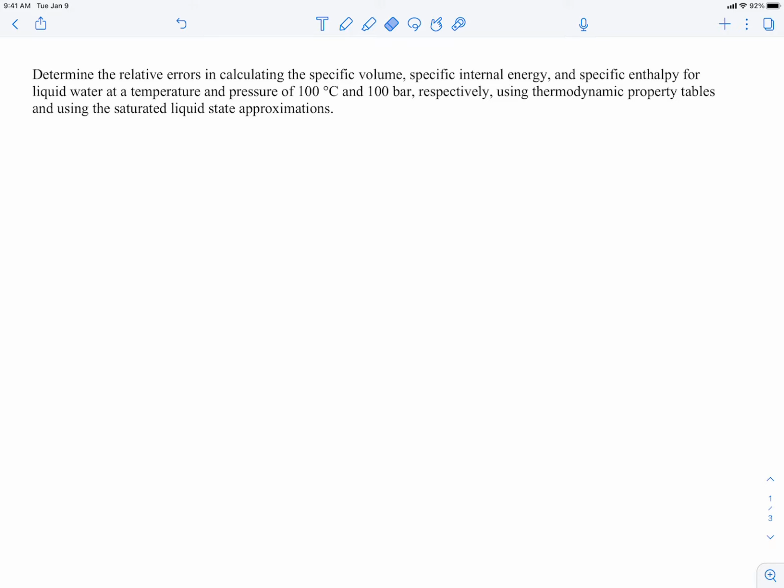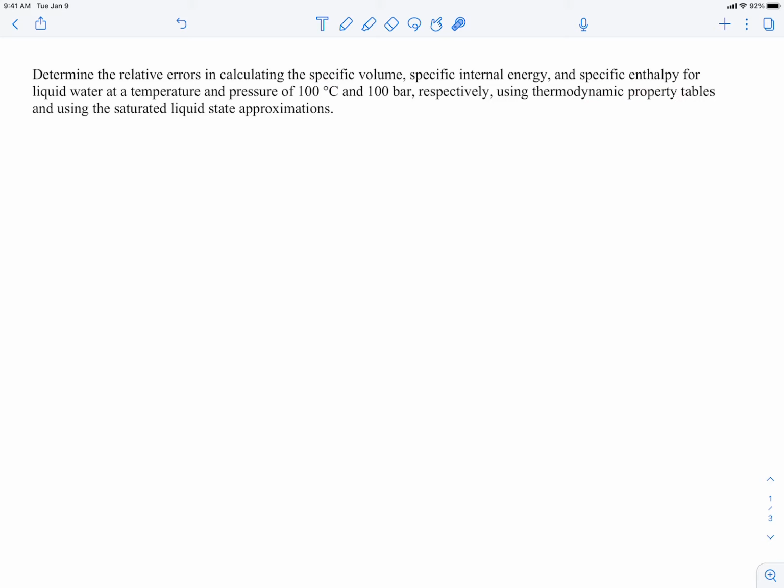So in this example, we're asked to determine the relative errors in calculating the specific volume, specific internal energy, and specific enthalpy for liquid water at a temperature and pressure of 100 degrees C and 100 bar, that's an absolute pressure, respectively, using the thermodynamic property tables and the saturated liquid state approximations. This is basically saying using the approximations for compressed liquids. So let's start first with determining these properties using the thermodynamic property tables.